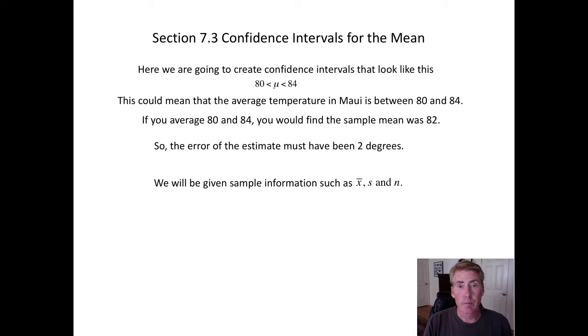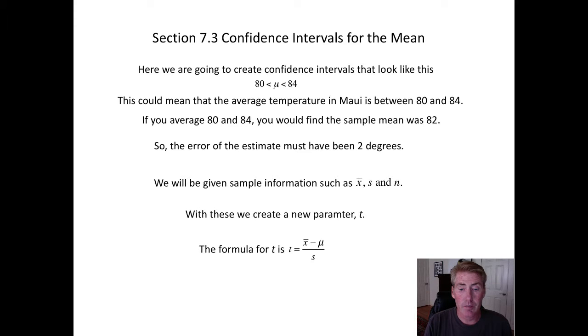So we'll be given sample information: the mean, standard deviation, and sample size. And with these, we're going to create a new parameter, which is called t. The formula for it is almost exactly the same as it is for z, although down here, we're dividing by the sample standard deviation instead of sigma. Other than that, it's the same as z. Okay. But since we're not using z, that means that we can't use table A2.